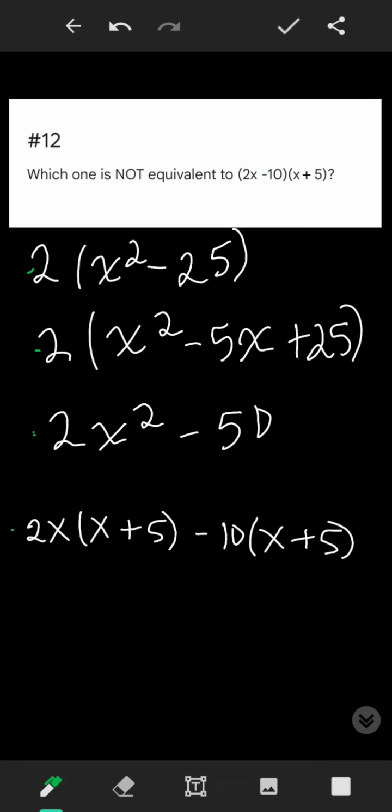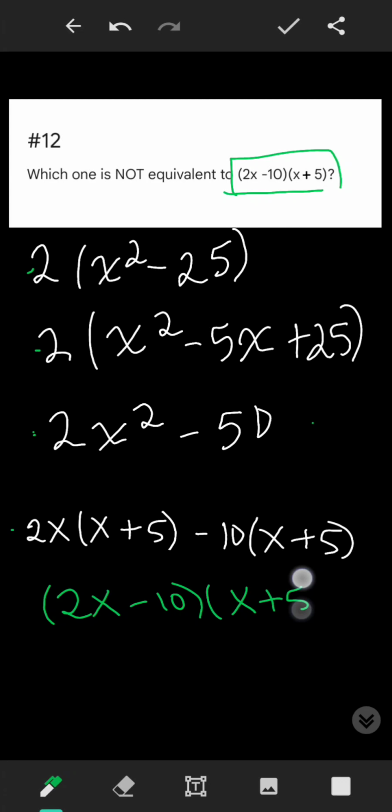Okay, number 12. Which one of these is not equivalent to 2x minus 10 times x plus 5? You're going to want to solve this so you can determine which one of these matches and which one does not. Now, you can use the FOIL method to multiply these two binomials, or you can use the box method or any other method that you may be familiar with. You just need to make sure you do it right.